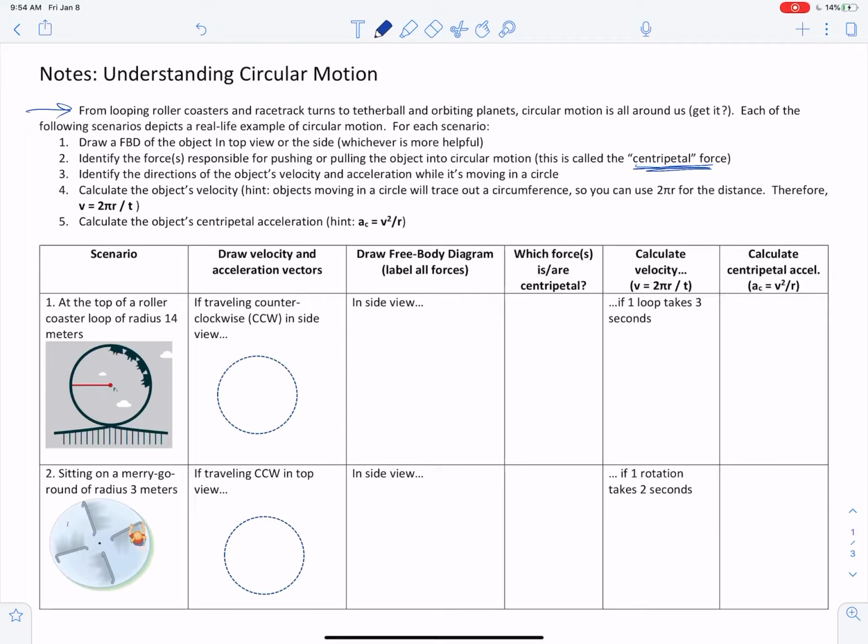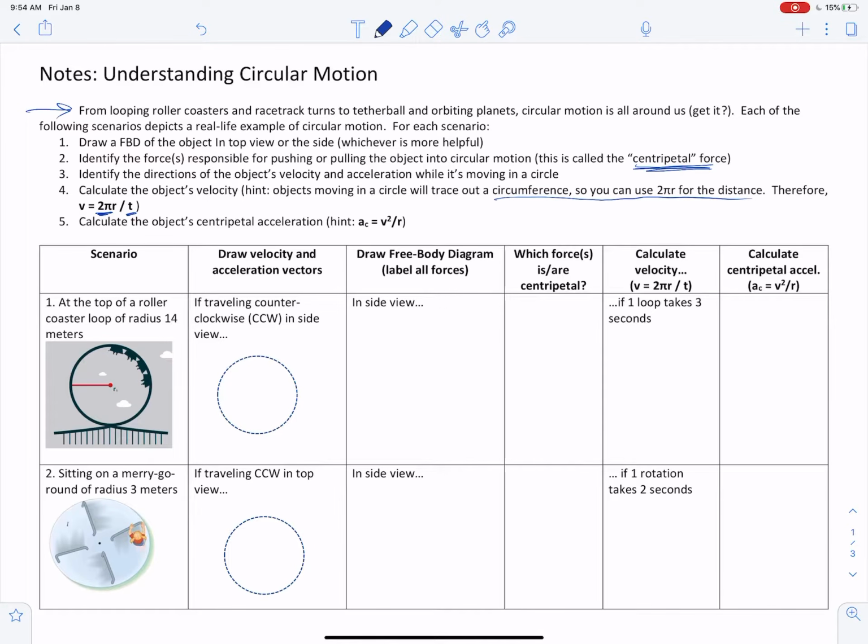Number 3, identify the directions of the object's velocity and acceleration while it's moving in a circle. Number 4, calculate the object's velocity. Since the object is moving in a circle, it will trace out a circumference, right? So 2 pi r is the circumference of a circle. Therefore, the velocity would be the distance, 2 pi r, over the time. Therefore, you get 2 pi r over t.